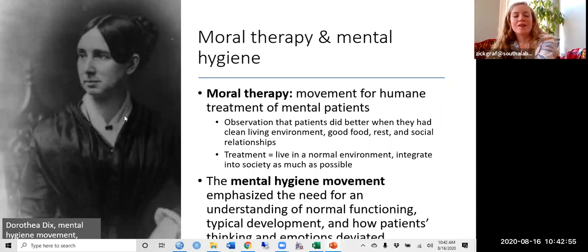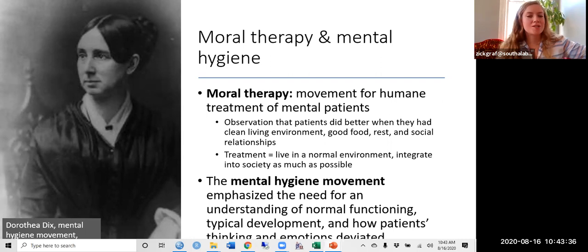The mental hygiene movement built on that, and Dorothea Dix was an American woman in the 19th century who was really influential in it. It built on the observations behind the moral therapy movement that humane treatment, good living conditions, and social relationships were important, to further emphasize a need for clinicians treating institutionalized people to understand normal functioning, normal human behavior, and how these patients differed from that, to try to understand normal, typical development and how that development might go awry to lead to some of the four D's in behavior. And to really have an understanding of patients' emotional and cognitive experiences.